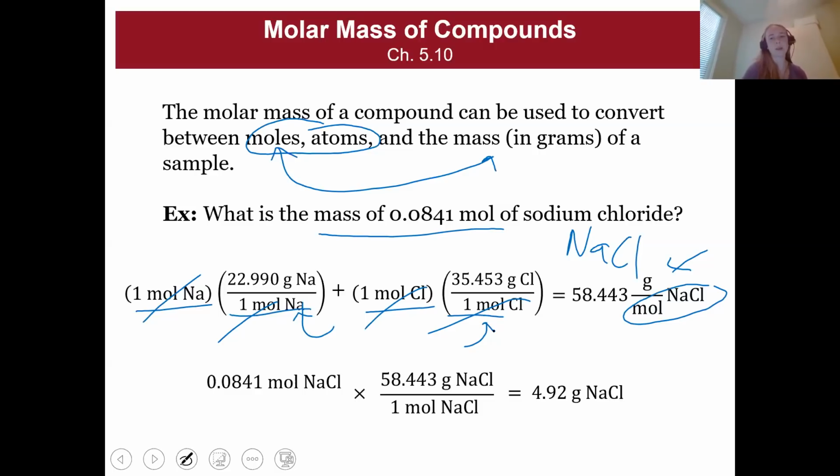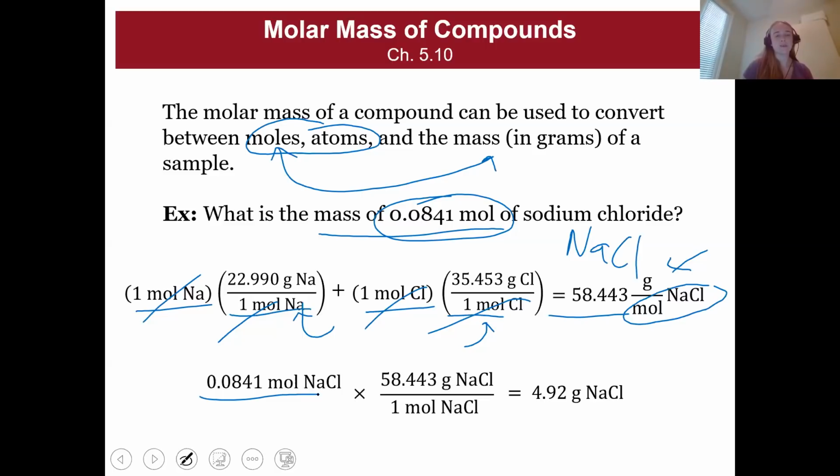Okay, so we add all that up and we find that the molar mass of sodium chloride is 58.443 grams per mole. So now our question gave us 0.0841 moles of sodium chloride. So that's our starting number.